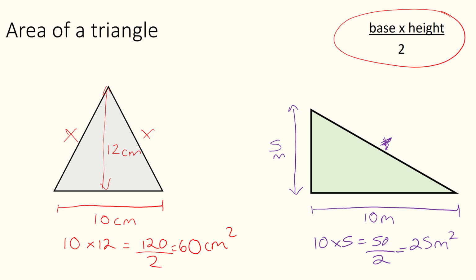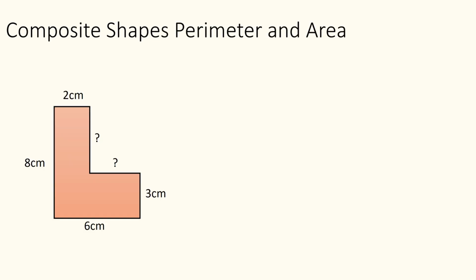Right, there's your area of a triangle. I didn't go over the perimeter of a triangle, but you're just adding the distance all the way around the shape. So I think you've got that by now.